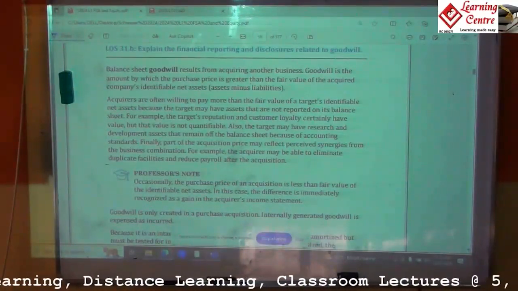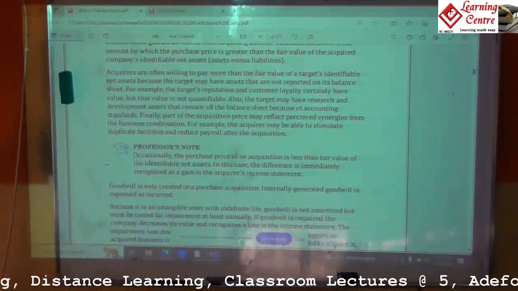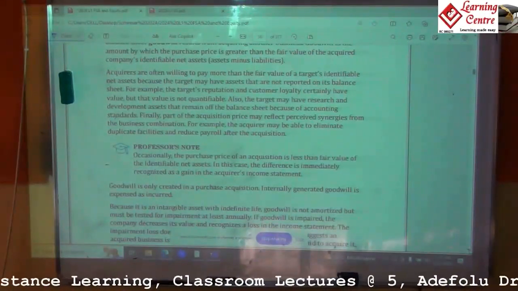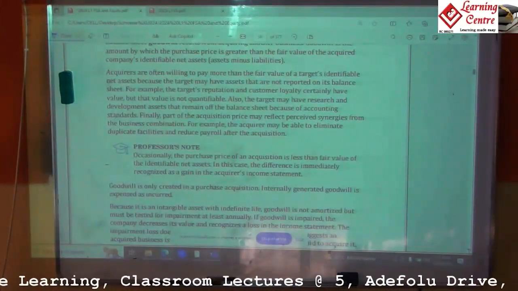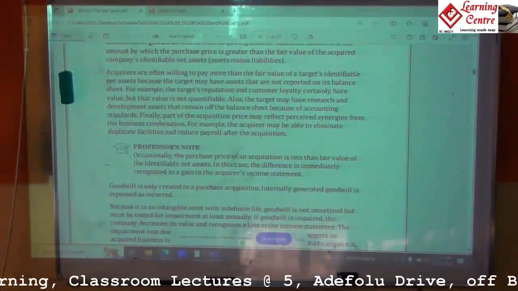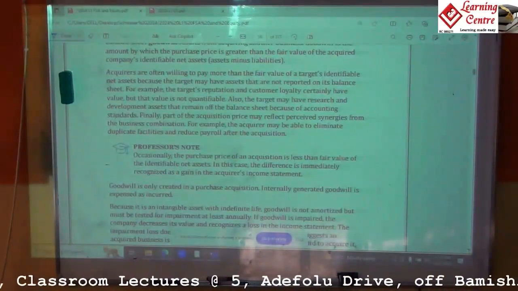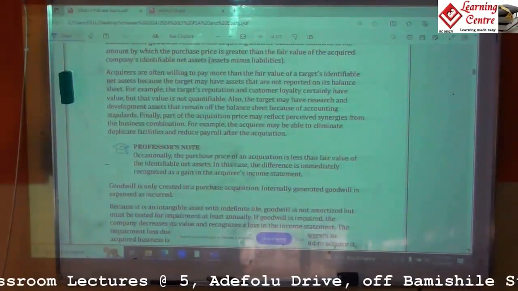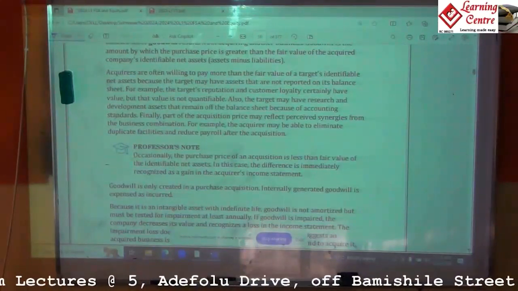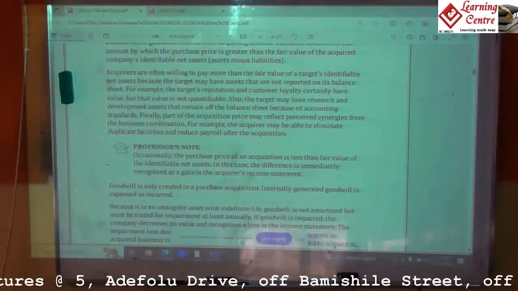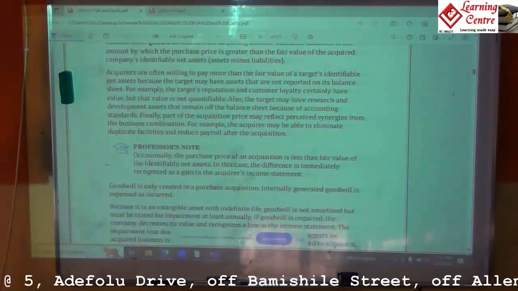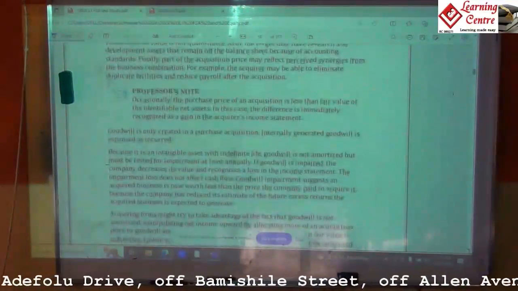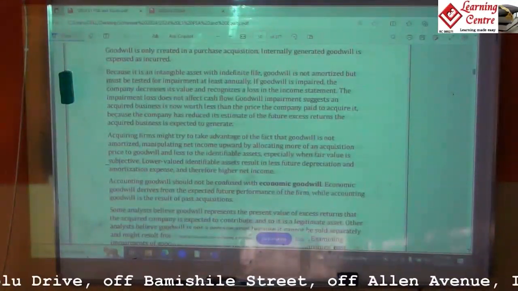So that is, let's note this. Once you hear goodwill is created internally, once you create goodwill internally, it should be expensed. Goodwill that is created internally, you expense as incurred.